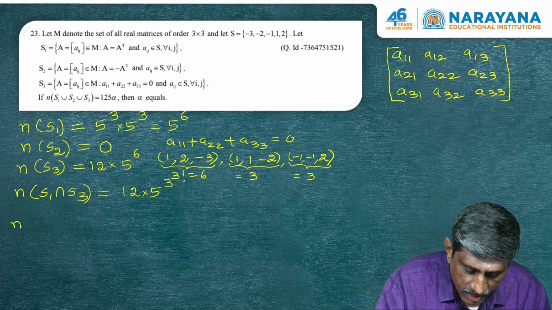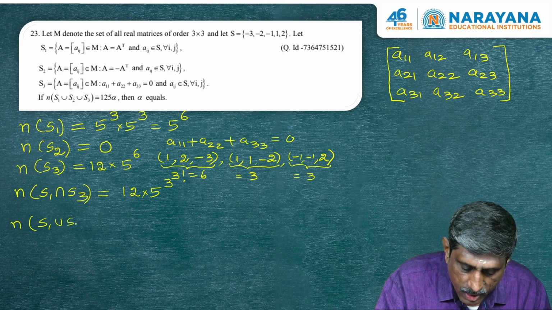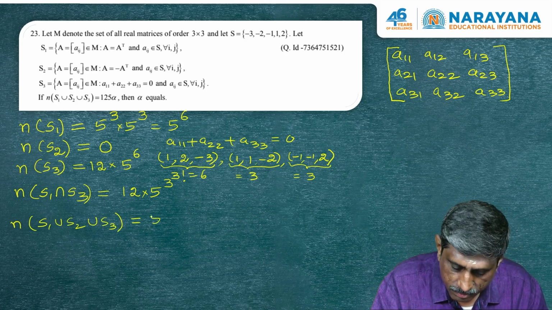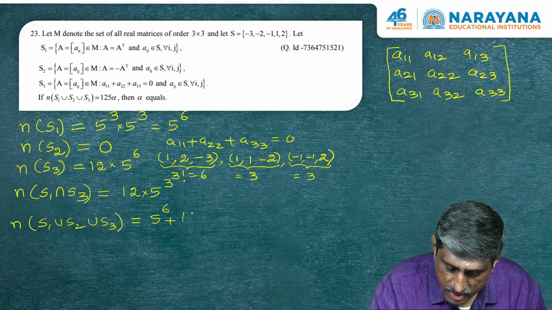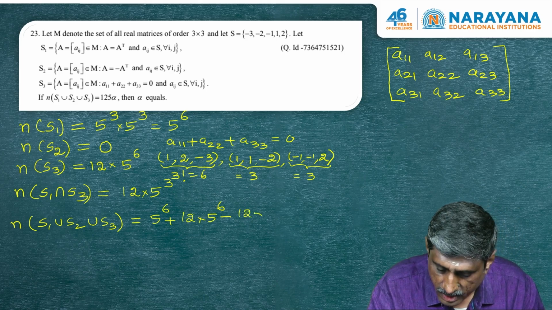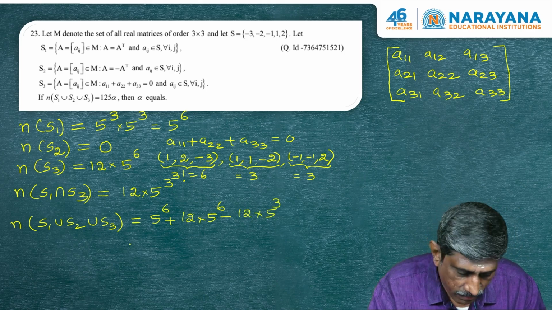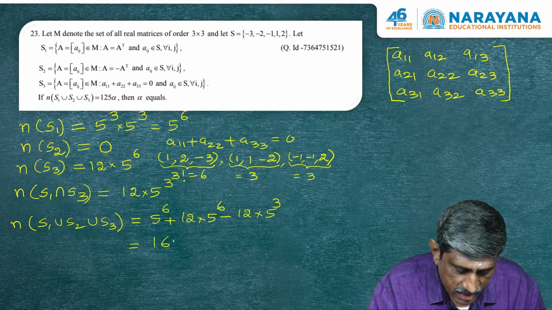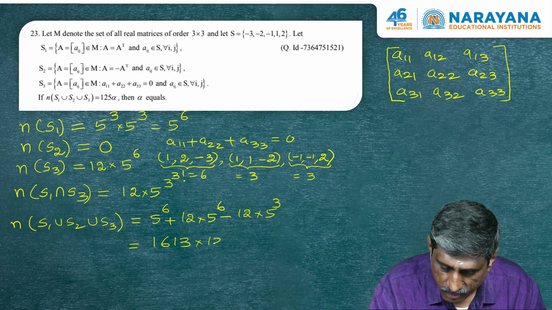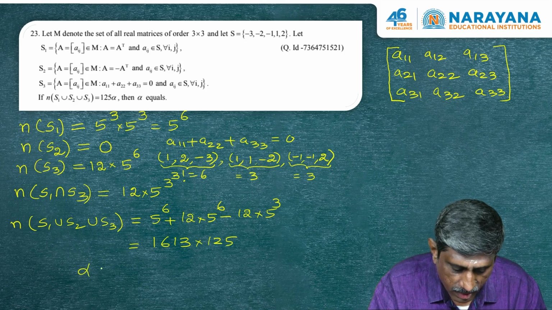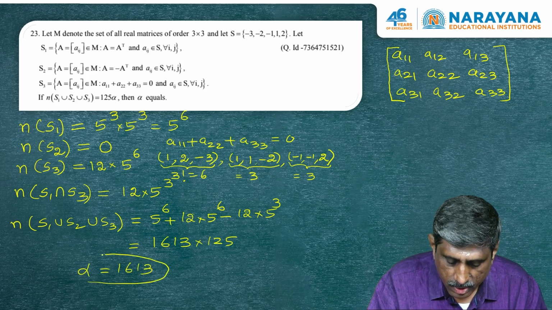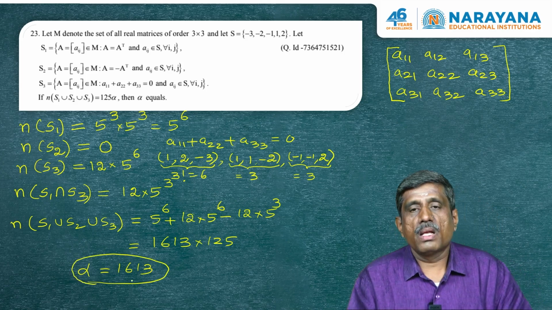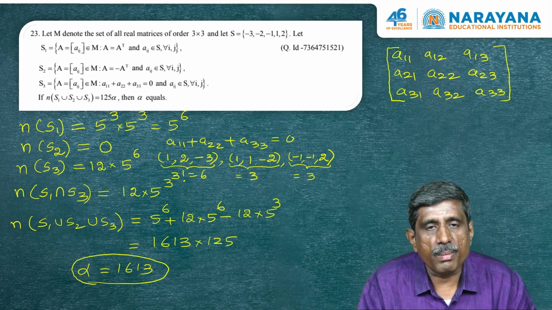Therefore, we want n of S1 union S2 union S3, which is nothing but clearly 5 to the power of 6 plus 12 into 5 to the power of 6 minus 12 into 5 cube. So, when you take 5 cube common, it is 1613 into 125. Therefore, the value of alpha is going to become 1613. So, question under matrices combined with simple idea of permutations and combinations.